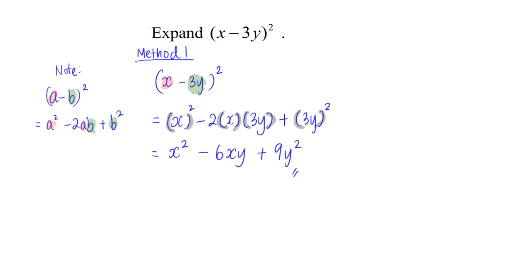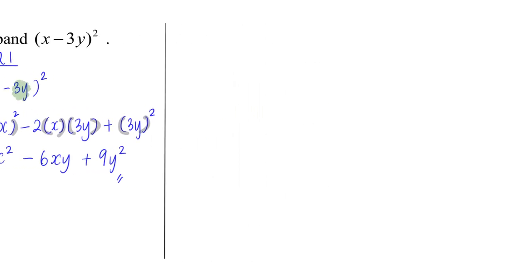Now, a second method that probably for those who cannot remember this result, this is what you can do, okay, in purple. So method 2, right? We'll see this as (x minus 3y) times (x minus 3y). And all we have to do is to just make sure that we multiply correctly. X times x, x squared.